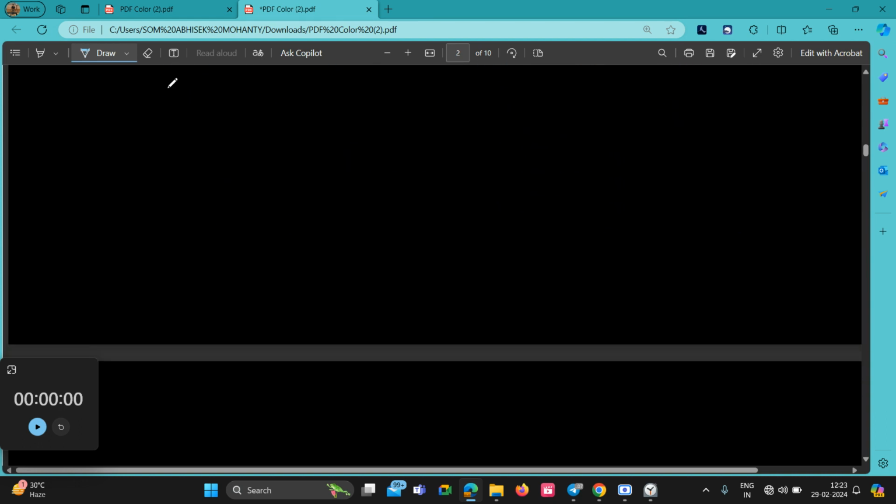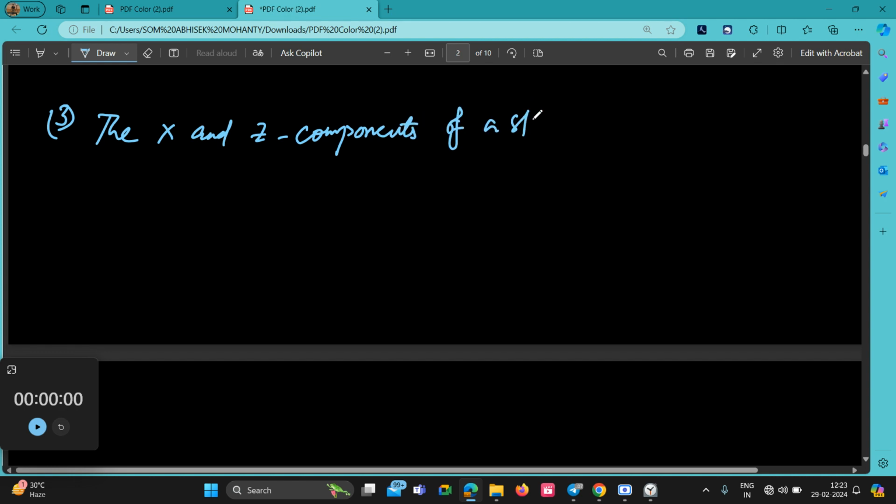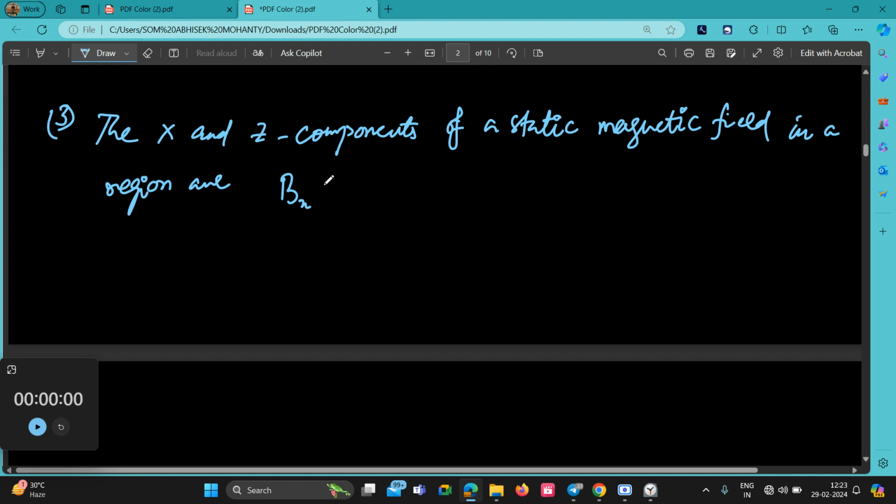Next question. Question number 3. The X and Z components of a static magnetic field in a region R, Bx is equal to B naught (x square minus y square) and Bz is equal to 0 respectively.